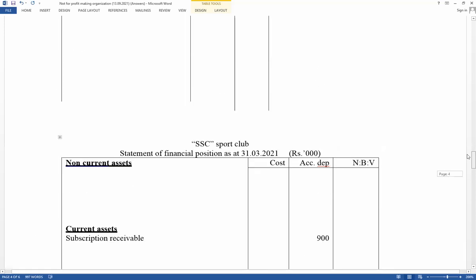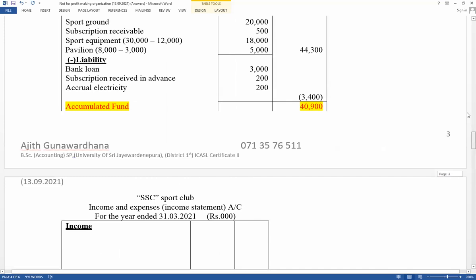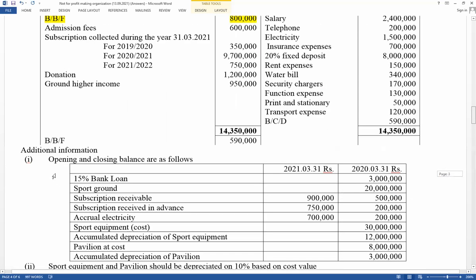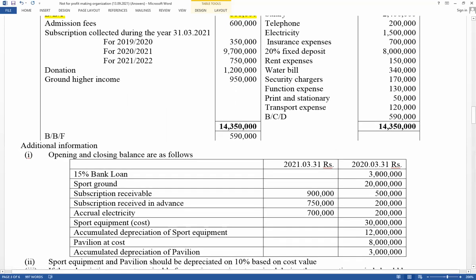Now start from the beginning again. Now think about the bank loan. The opening balance is given as 3 million. Now you look, has the loan been paid or not?